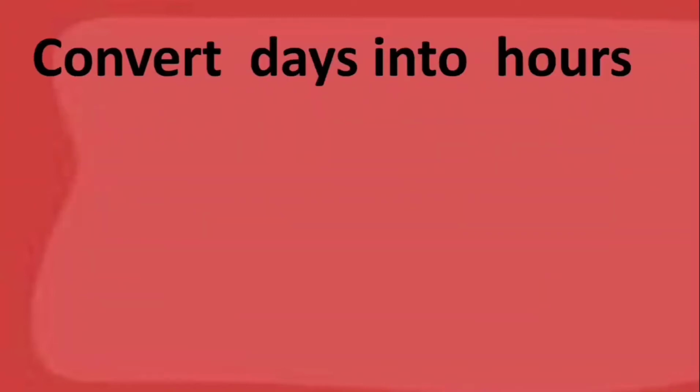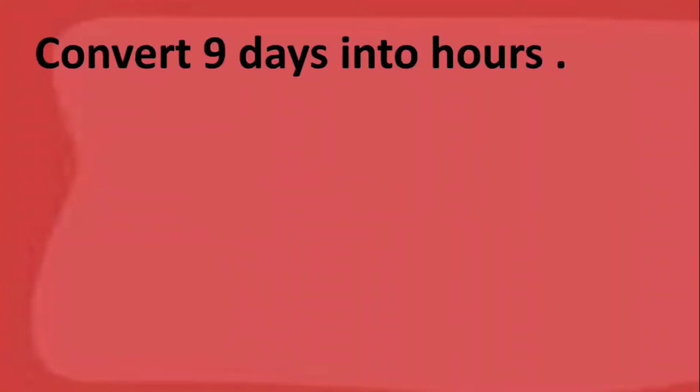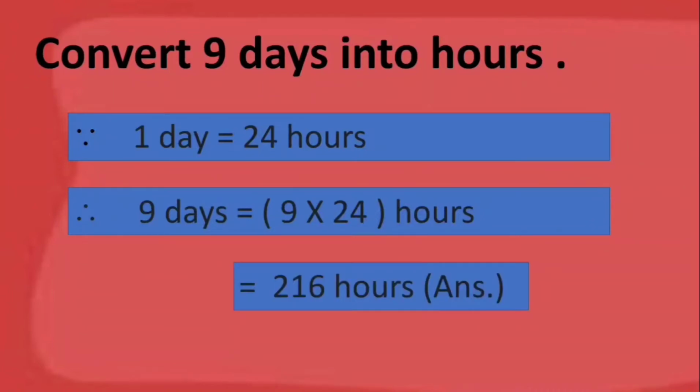Now let us learn how we can convert day into hours. As we all know that 1 day has 24 hours. So let us solve one example. Let us convert 9 days into hours. Since 1 day equals to 24 hours, 9 days equals to 9 into 24 hours. That will be 216 hours in 9 days.